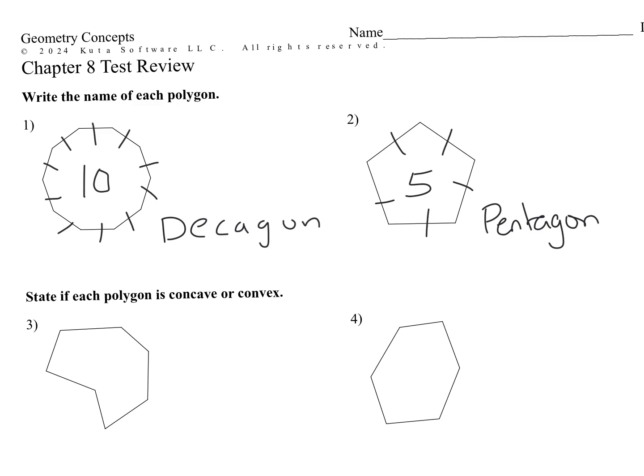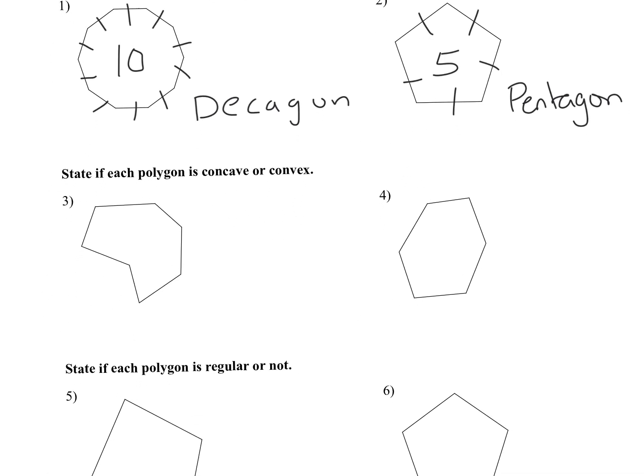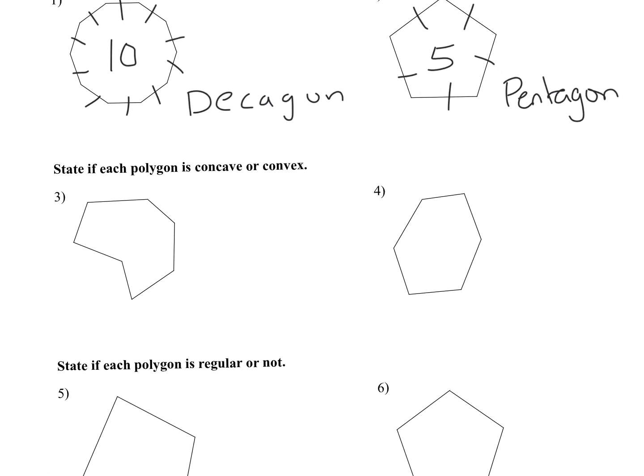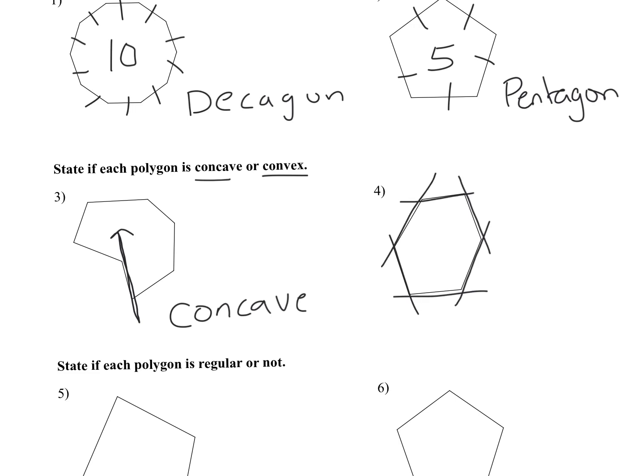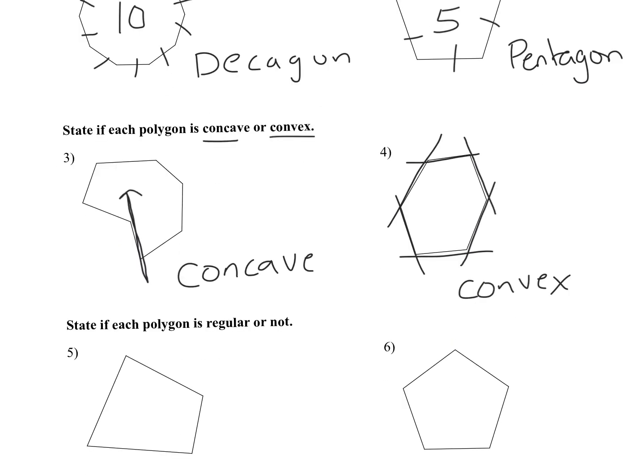Get to know those, 3 through 12. What about number 3 and 4, concave, convex? How do you know the difference? Concave goes inside the shape, it caves in. Okay, so if I extend one of these sides, what happens? It goes through the shape, so this one would be concave. Number 4, if I lengthen out all of these sides, do any of them go through the shape? No, so this one is convex. Questions with concave, convex?